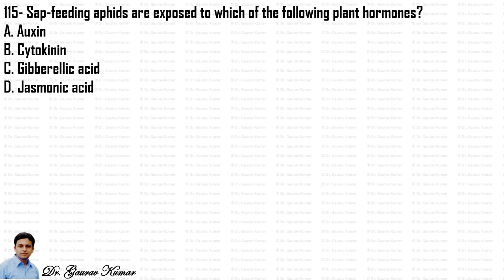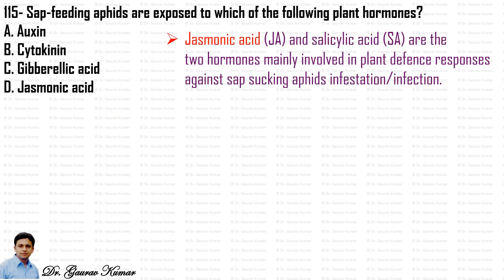Now next question, sap feeding aphids are exposed to which of the following plant hormones? The jasmonic acid and salicylic acid are the two hormones mainly involved in plant defense responses against sap sucking aphid infestation or their infection. So option D, that is jasmonic acid, is correct.